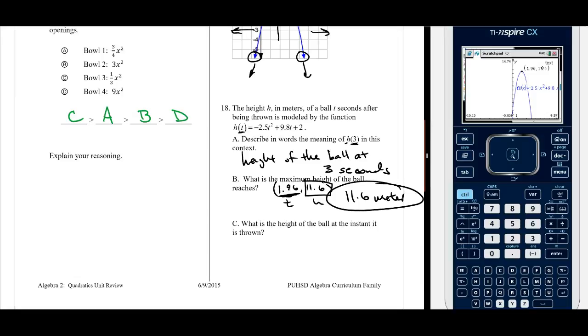And finally, C, what is the height of the ball at the instant it's thrown? Well, the instant that it's thrown, time is 0. That's the immediate second that it's thrown. So I'm looking for what's the height when the time is 0? So I just plug in 0, negative 2.5 times 0 squared plus 9.8 times 0 plus 2. This whole thing becomes 0. So my height at 0 seconds is 2 meters.